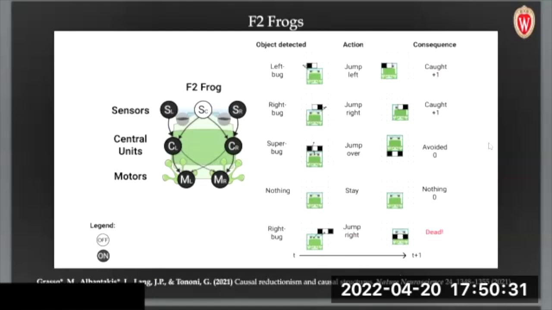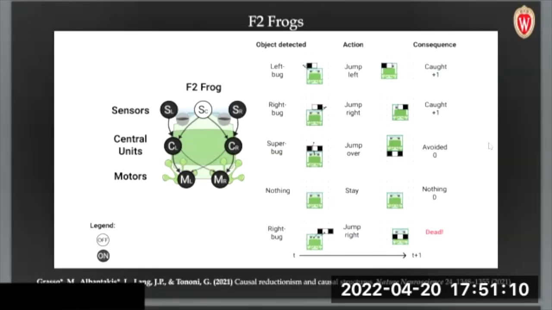So let's consider F2 frogs that have evolved in the same environment, and now they just have two neurons in their brain because, of course, this is energy efficient. So interestingly, F2 frogs are functionally equivalent. They can detect left bugs and right bugs and superbugs, and they can jump left, jump right, and jump over. But they do so with only two units in their brain. So now the mapping of representations and functions onto first order mechanisms, meaning single neurons, is sort of problematic because we only have two units.